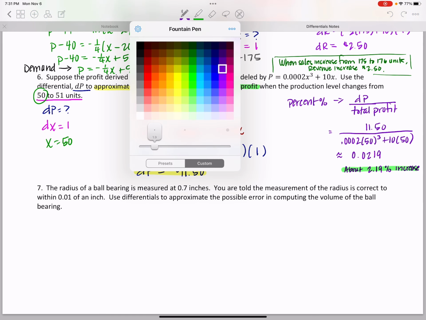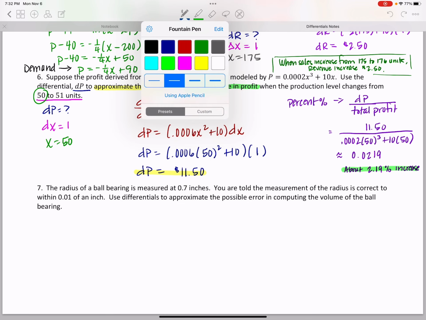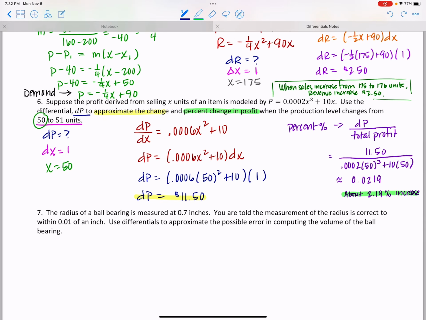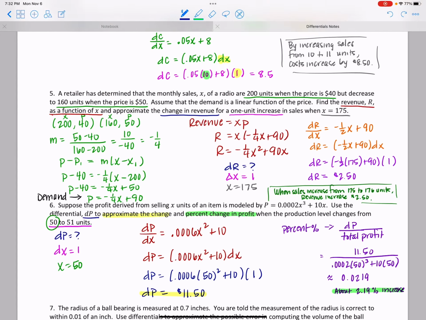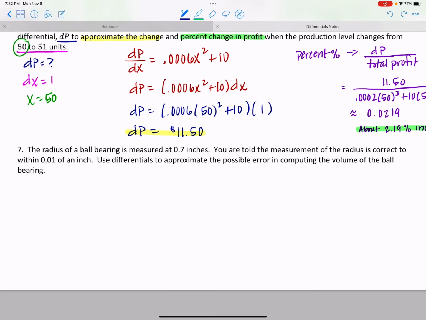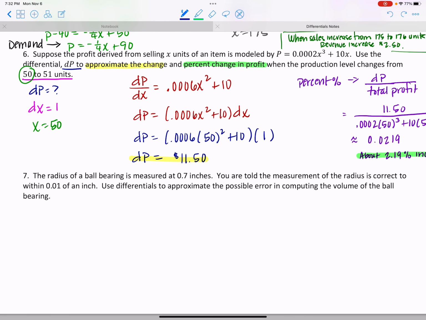All right, we have one last one where we are going to switch gears just a smidge. All three that we just looked at are marginal analysis. We're finding how profits, revenues, costs are changing with respect to a specific change in x. Now we're going to use our differentials to calculate or estimate an error. These are very simple examples.